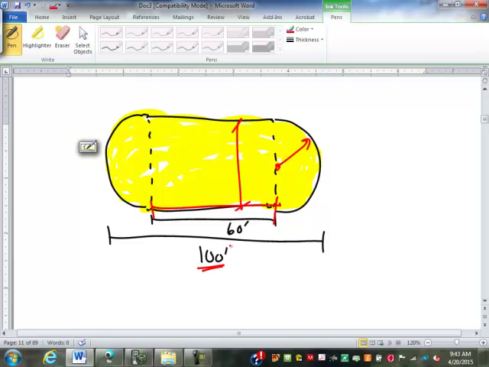Well, if this is 100 and this is 60, how much is left over? 40. Assuming that these then are identical, which they have to be, it's 20 on each end, correct? So that makes that a radius of 20. If that's a radius of 20, it makes it a diameter of 40. So it's 40 feet that way.